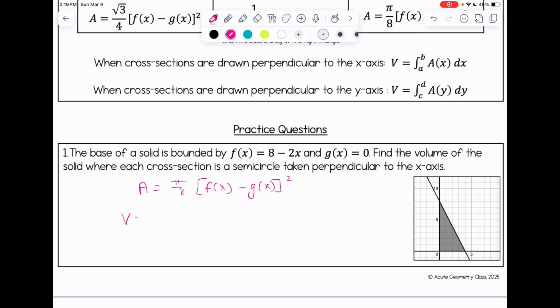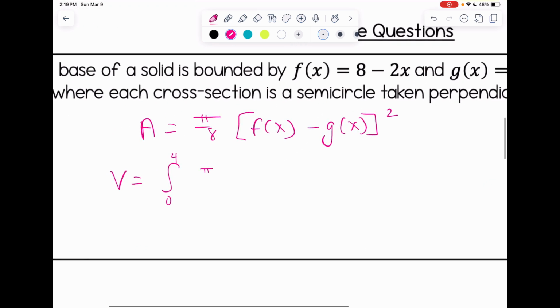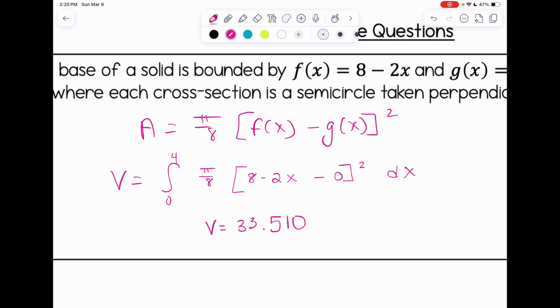Now we know the volume is the definite integral. And in this case, it's going to be from 0 to 4. If I look at my picture here, you could see those are our bounds of the area function. So what I'm going to do is plug in here pi over 8. And then our upper function was 8 minus 2x. Our lower function is just the x-axis, so 0, squared, dx. And now we would basically calculate this. So we could do this by hand, but I am going to use my calculator. So I'm going to type this into my calculator using Math 9. And when I do that, I get the volume is 33.510.